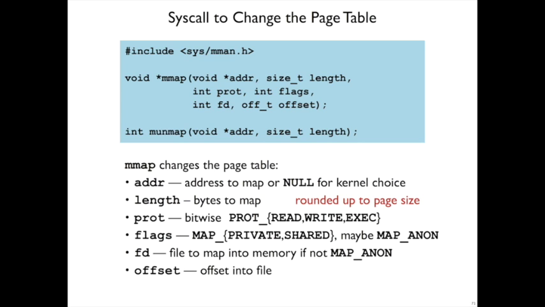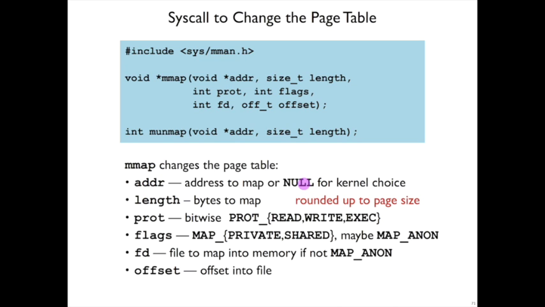If we want to control this ourselves, then the operating system gives us a syscall to do that. And the mmap system call has a lot of arguments because it gives you a lot of control over those entries in the virtual memory table. So mmap takes an address. Usually we're going to pass null for the address.